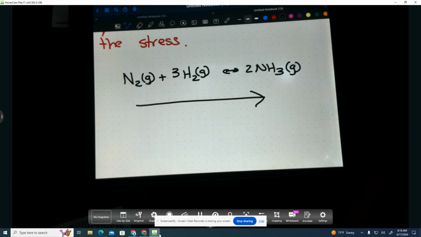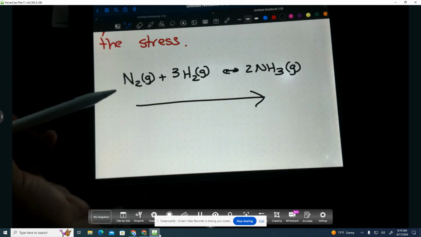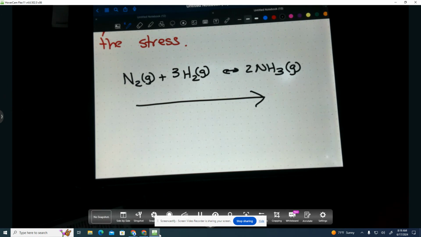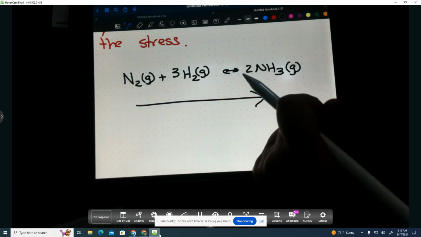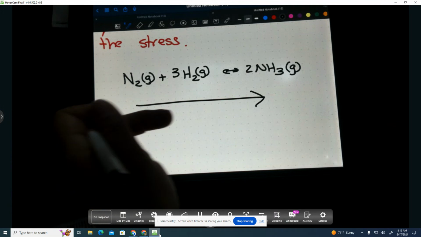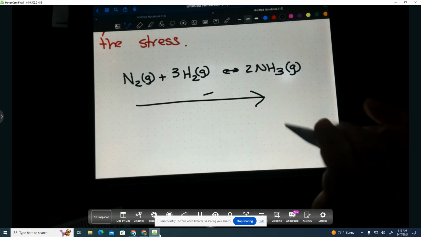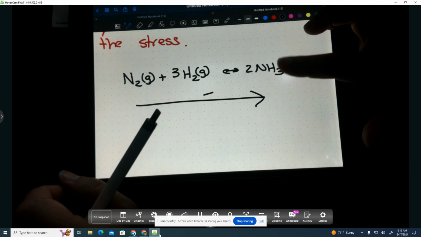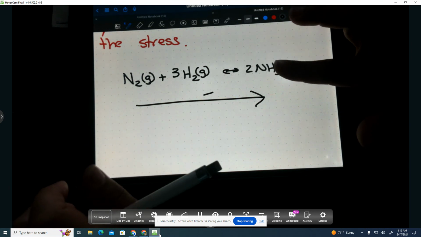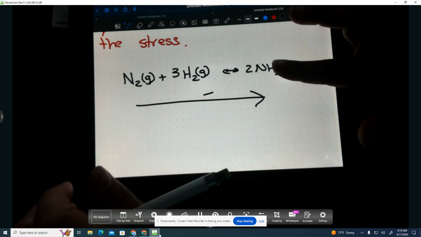However, when I stress a system out, there is a shift away from whatever you are adding. In this case, I add nitrogen, it shifts to the right. If I add hydrogen, it shifts to the right. If I add ammonia, it's going to shift to the left because the ammonia is over here. Do you understand what's happening?